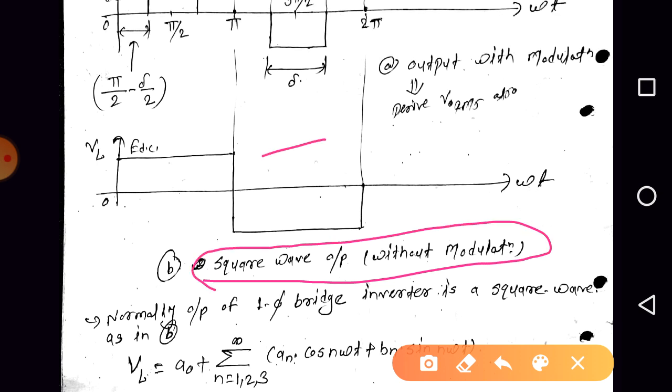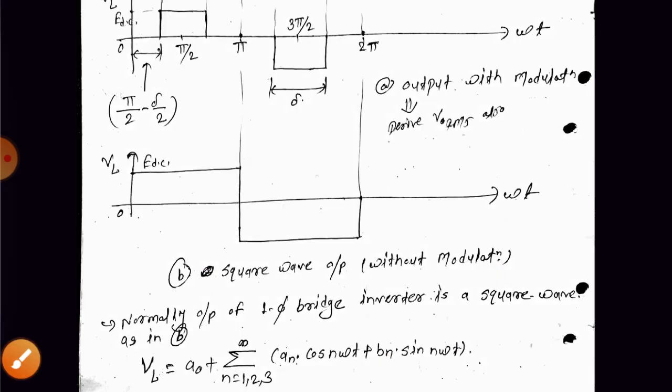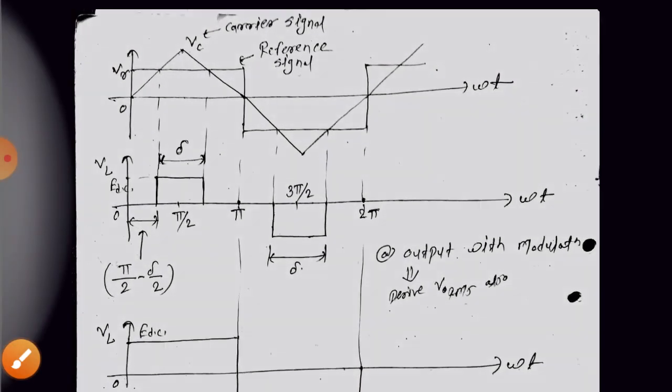And this is the square wave output that is without modulation. This is the output voltage of the single phase full bridge inverter. This is a square wave. It is also known as 180 degree square wave mode, right? Why 180 degree? From 0 to pi it is positive, pi to 2 pi it is negative. So it is a 180 degree pulse we are having, so that's why it is a 180 degree square wave mode.